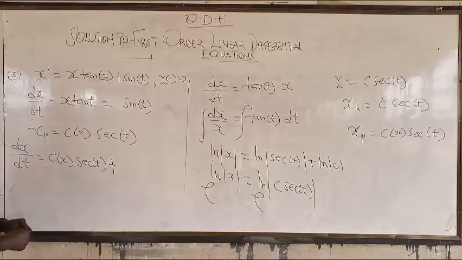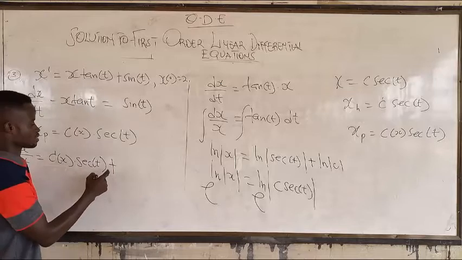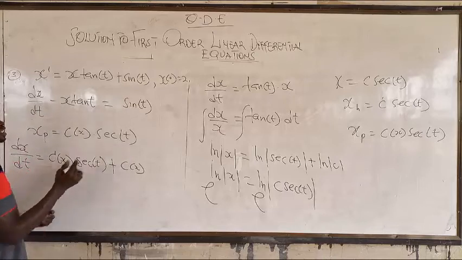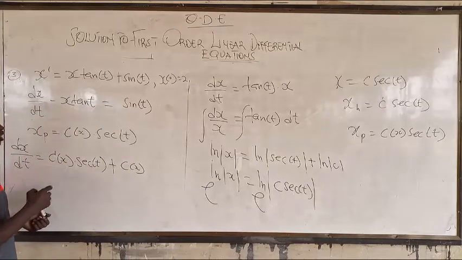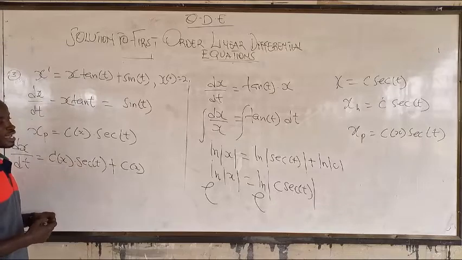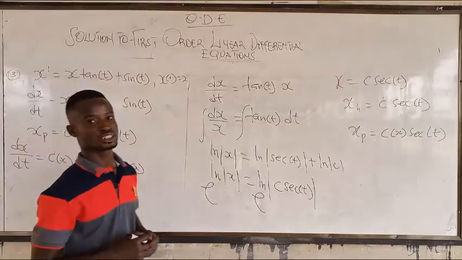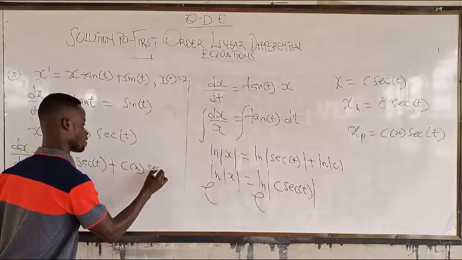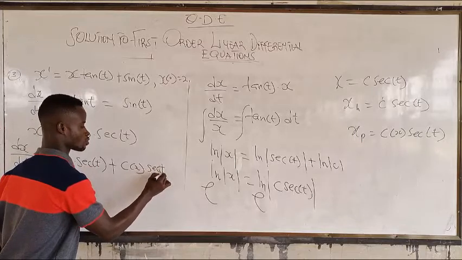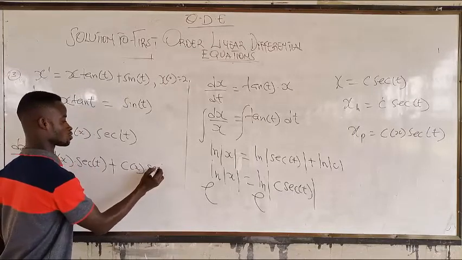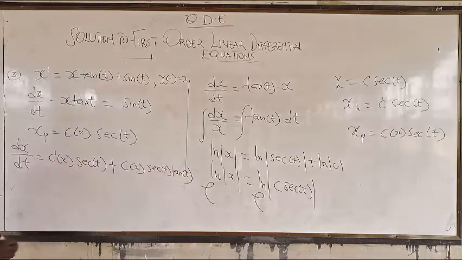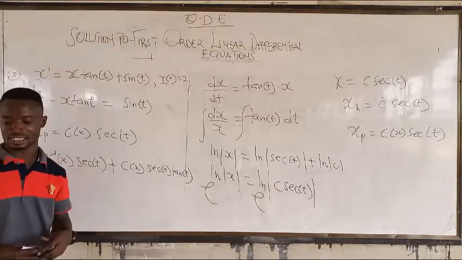C prime of that, then we leave this plus, then we leave this to differentiate this. Okay? So when you differentiate sec, what will you get? Differentiate sec, you get sec t tan t. Alright. So therefore, this is the derivative part.